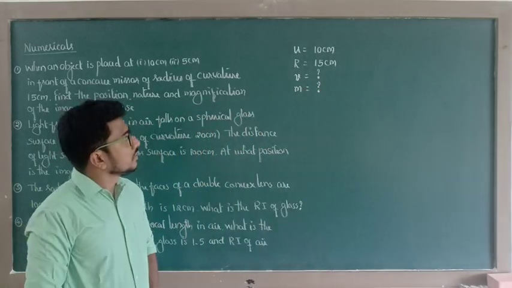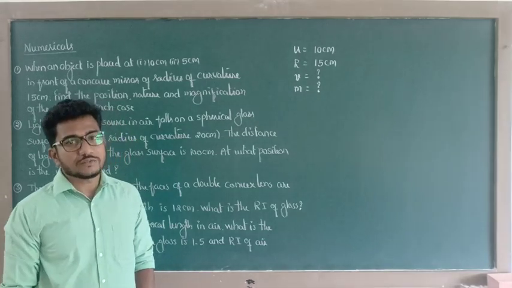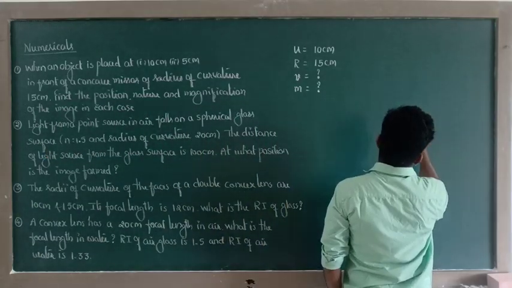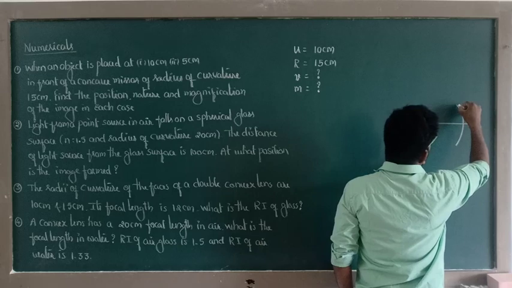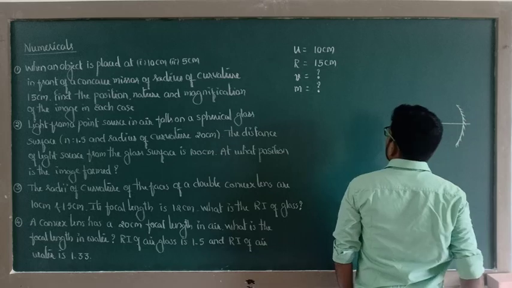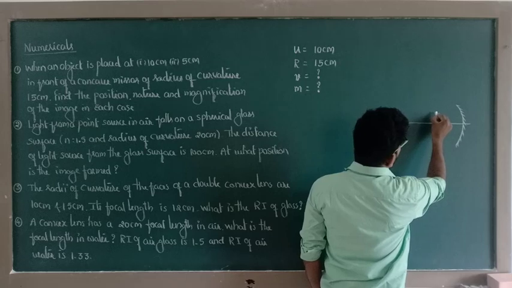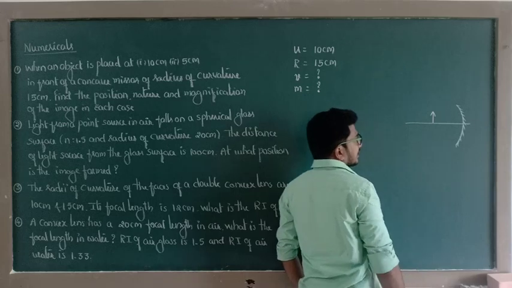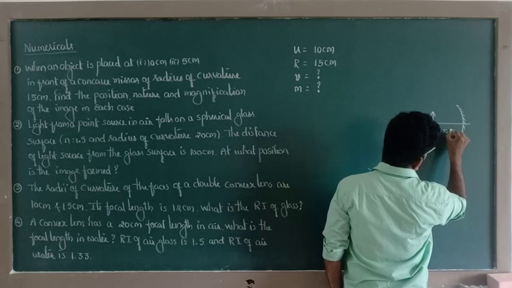So in case of mirror, we know that there is a relation between radius of curvature and focal length. Let us consider this concave mirror. Outer surface is opaque, inner surface is reflecting. Now the object is placed at 10 centimeter. So this is our object placed at 10 centimeter. This distance is equal to 10 centimeter.